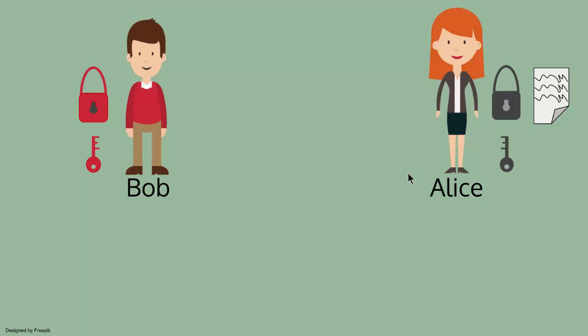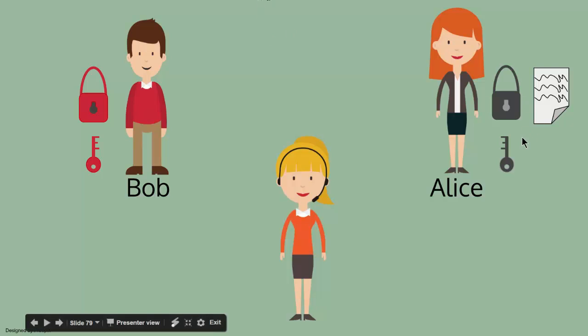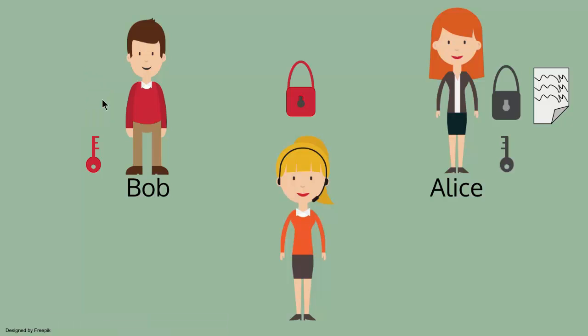Suppose again Alice wants to send a file to Bob. Even if we have an eavesdropper, here we have Eve and she listens to communications. So Alice will request Bob's public key because it's public, it's known to everyone. Even if Eve intercepts that, she will not be able to do anything with it.